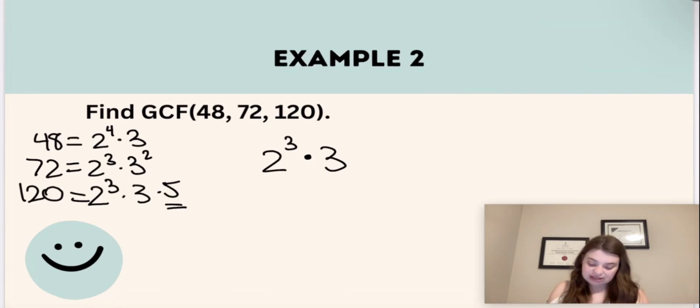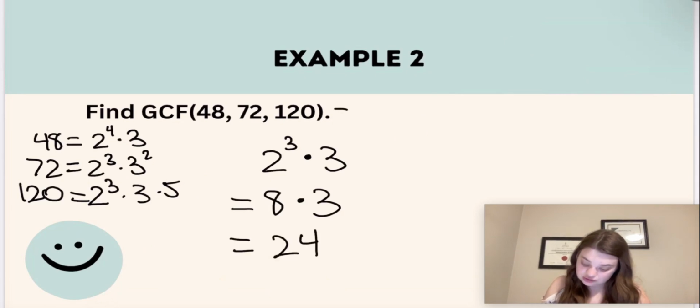So that means the GCF is 2 cubed times 3, whatever that is. Now 2 cubed is 2 times 2 times 2, which is 8. So therefore the GCF is 8 times 3, which is 24. And so therefore our answer is that the greatest common factor, the GCF of all three of these, is 24.